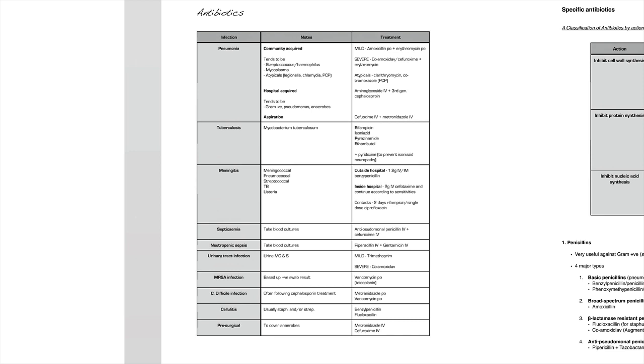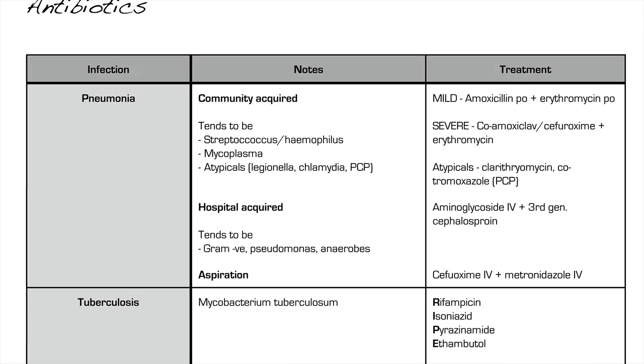Okay, so now, in order to put this into a bit of context, let's go through a table of some common types of infection and talk about some regimes that may be used in that setting. One of the most common reasons that you'll use antibiotics in the hospital setting is for the treatment of community-acquired and hospital-acquired pneumonias. Now, community-acquired pneumonias tend to be strep-based or Haemophilus-based, or they could be atypicals, Mycoplasma, and rarely Legionella, Chlamydia, PCP, that kind of thing.